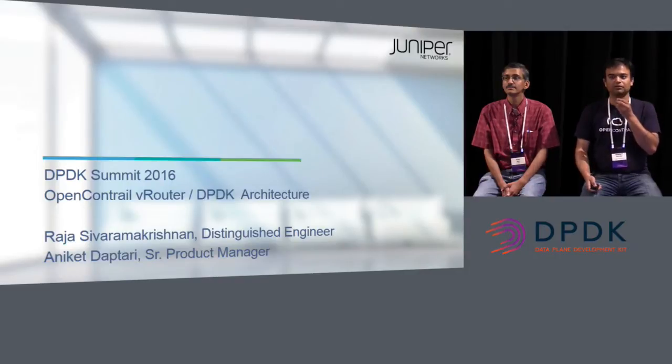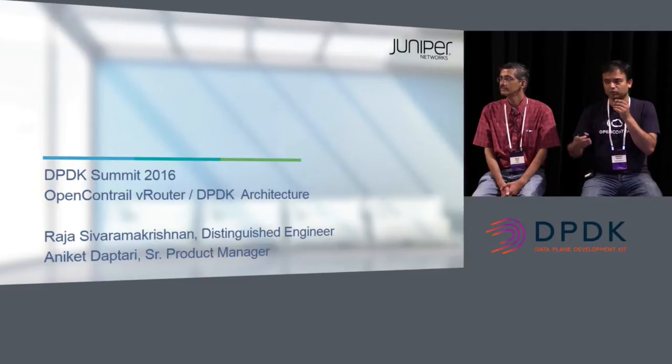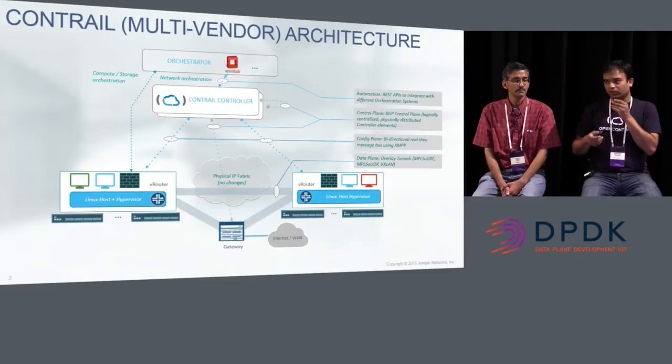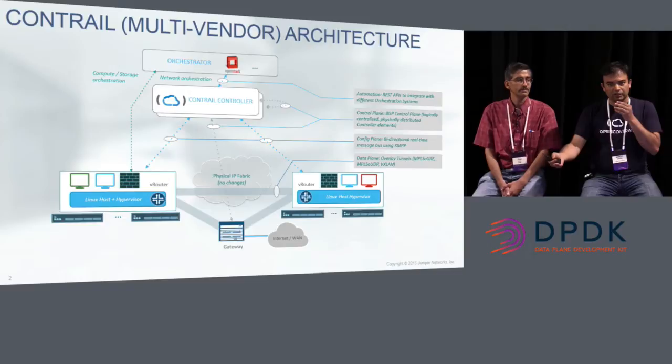So we are representing Juniper here, and we are going to talk about OpenContrail. OpenContrail is an open source project for network virtualization. And our approach to network virtualization is by building overlay virtual networks. And to build these overlay virtual networks, we use IPVPN tunnels. And therefore, packets that have to traverse the physical network are actually put on IPVPN tunnels.